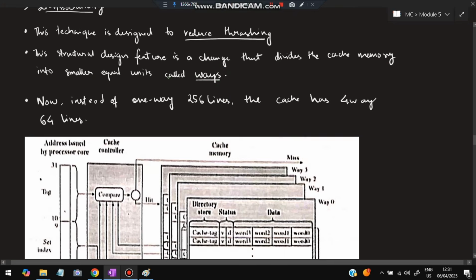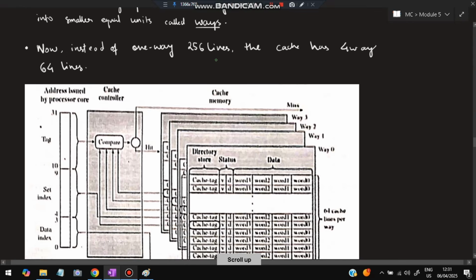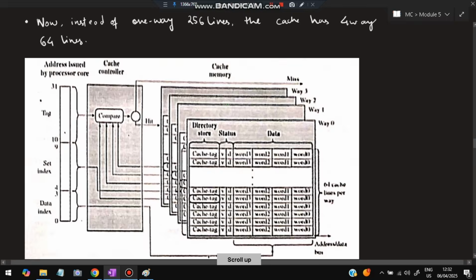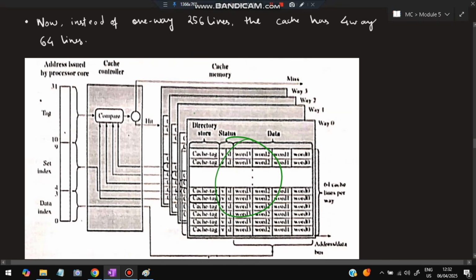What it means is it will divide the whole page into multiple pages. Suppose one page used to contain 256 lines, line 1, line 2, line 3 till line 256. Now it will divide into 4 pages with 64 lines each. What is 64 times 4? It is 256. So the memory is the same, but it has been divided into different pages.